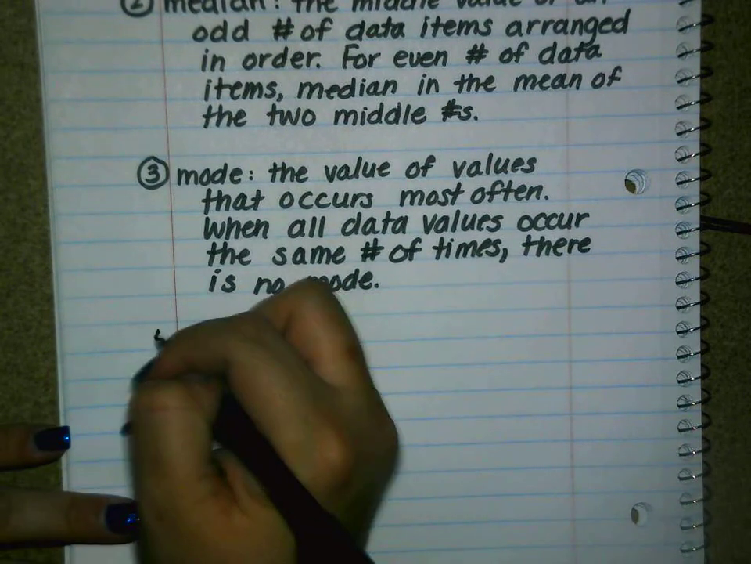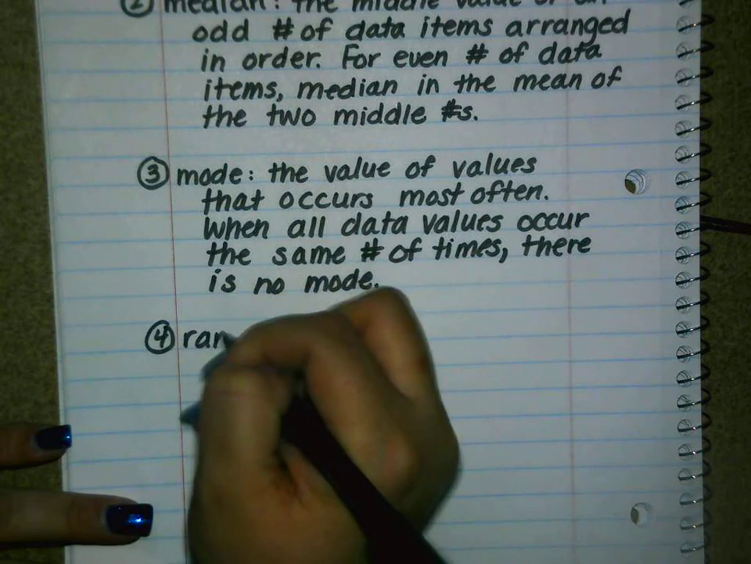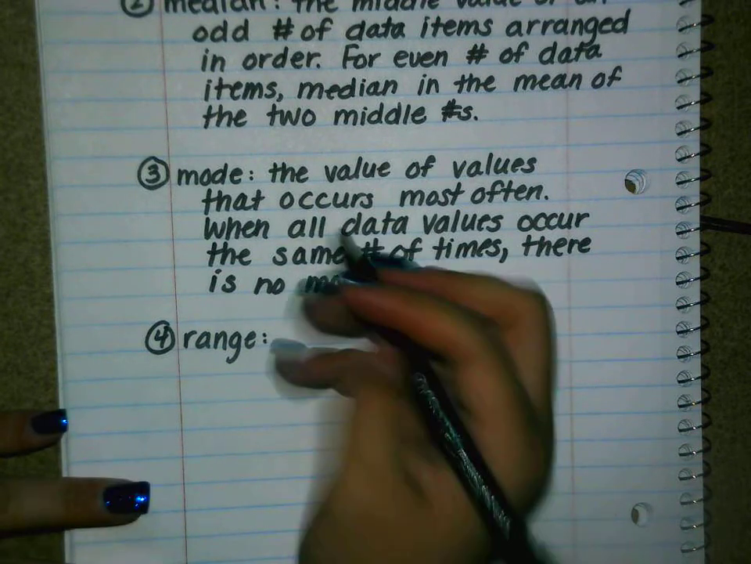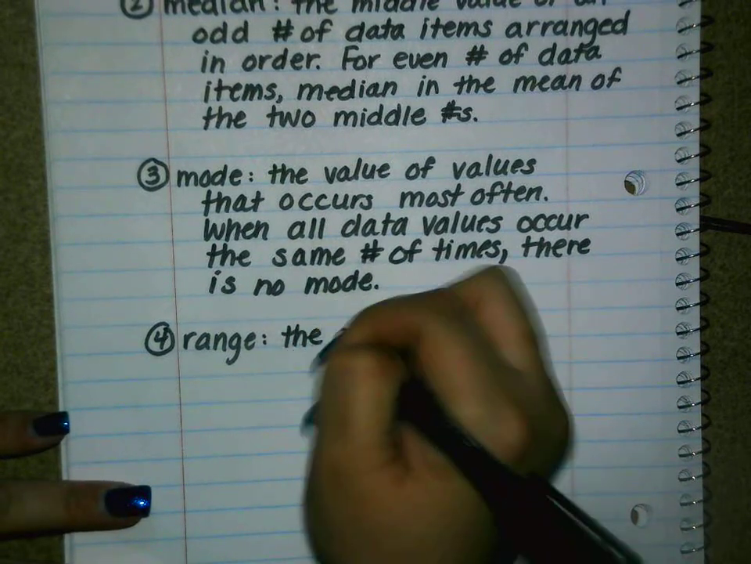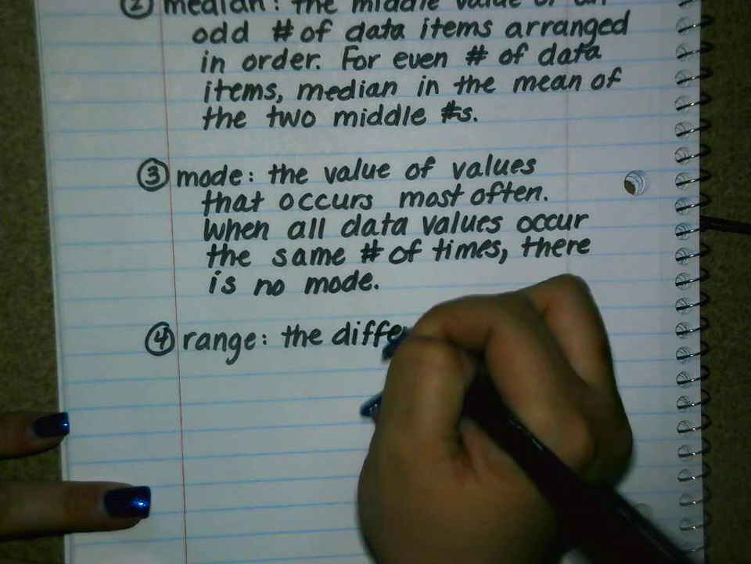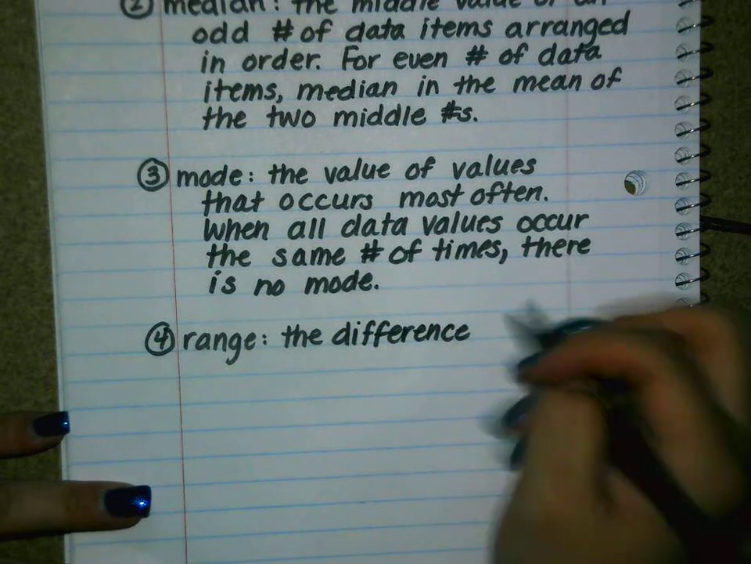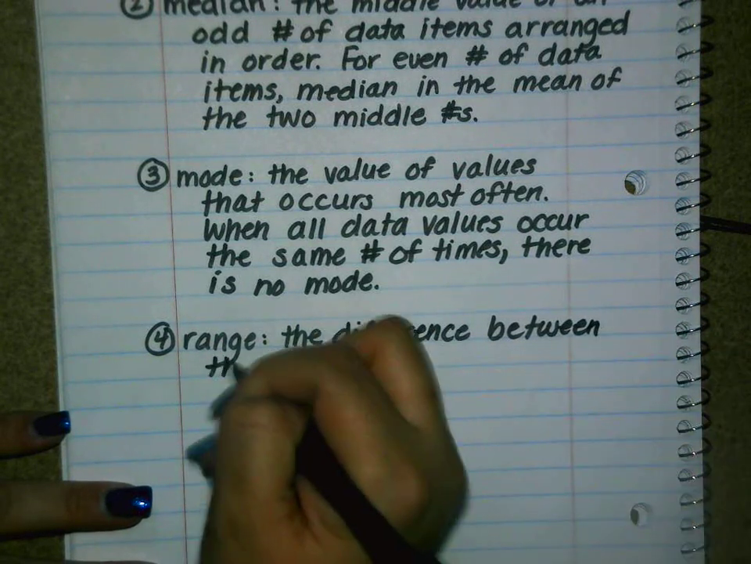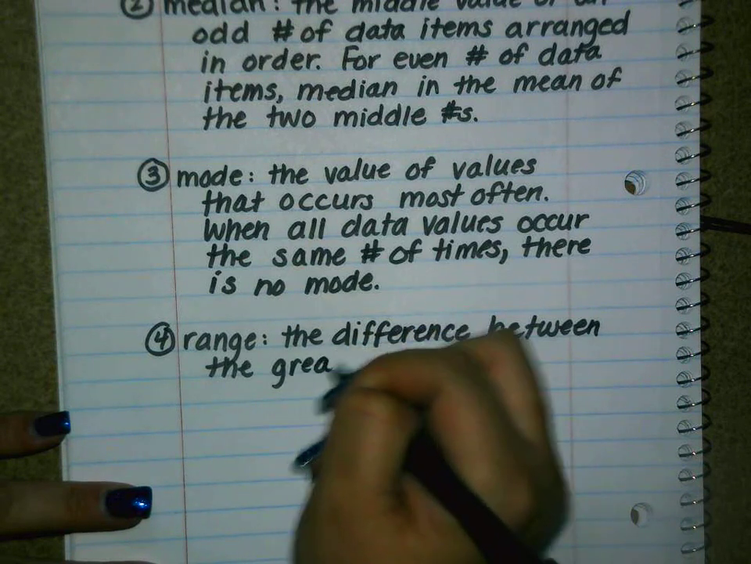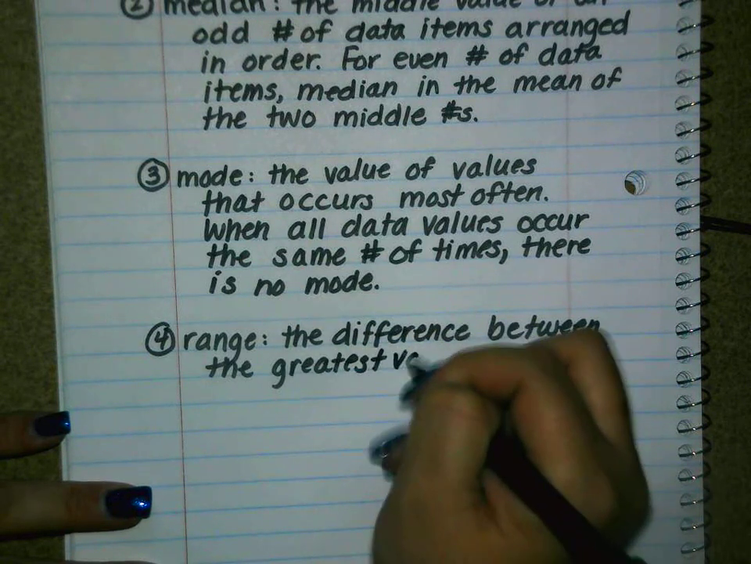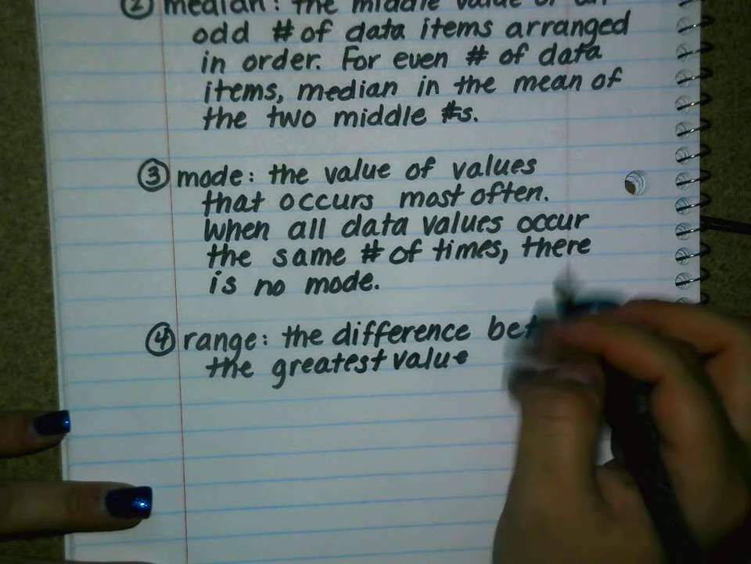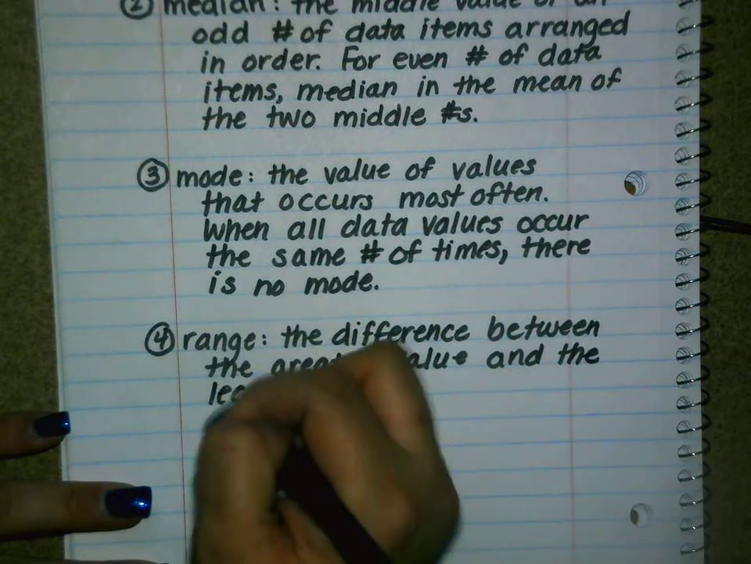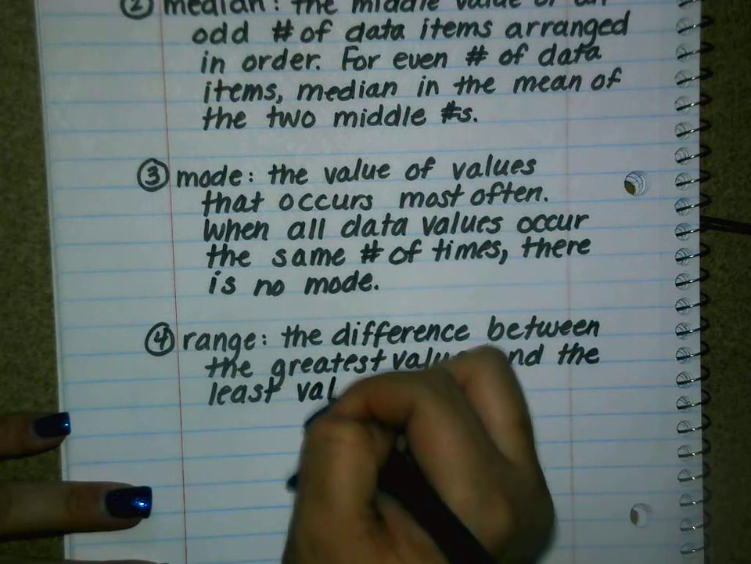Okay? We have 2 more data terms here that we're going to use. Number 4 is the range. And in statistics or in sampling, it's the difference between the greatest and the least value in the set. So it's as high as we go and as low as we go. The difference between the greatest value and the least value in a data set.